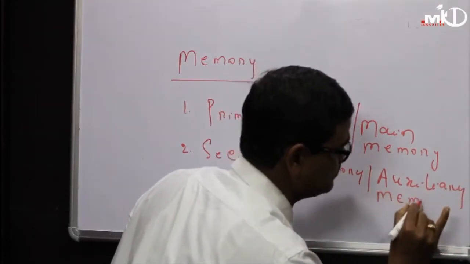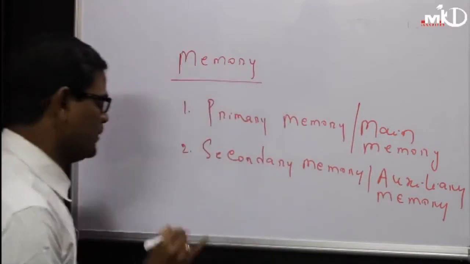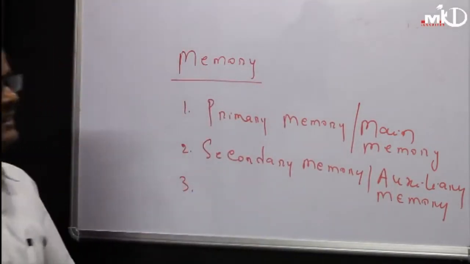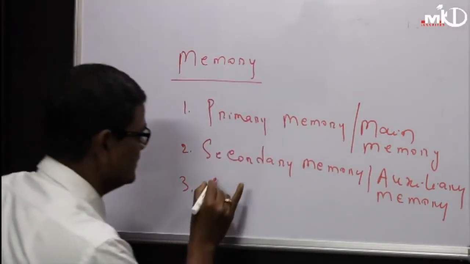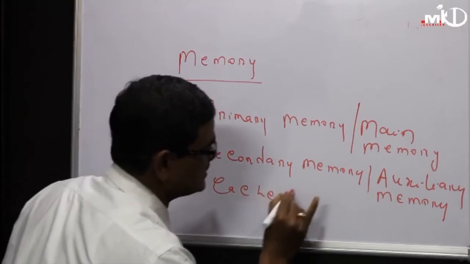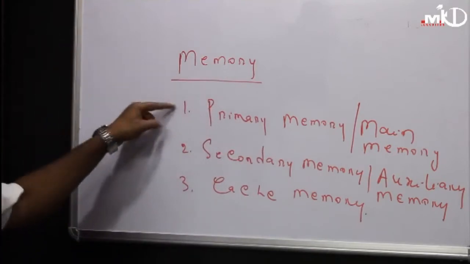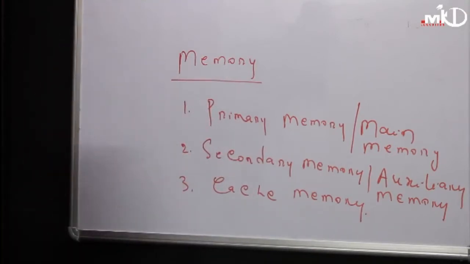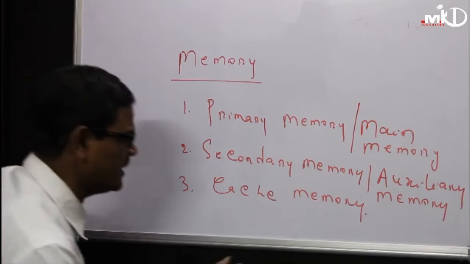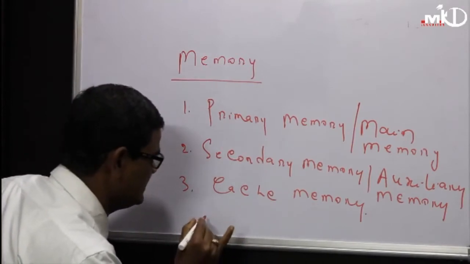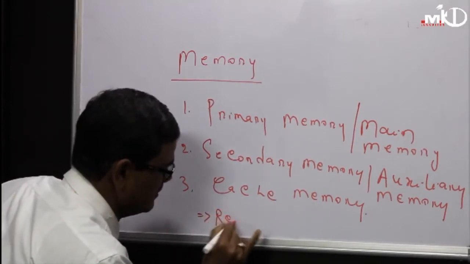Auxiliary memory. Another memory is there, that is called a cache memory. Apart from the primary memory, secondary memory, and cache memory, another optional memory is there, that is called a register.